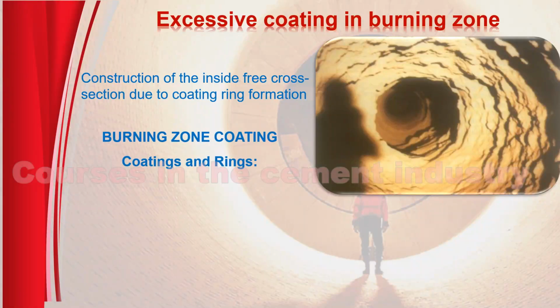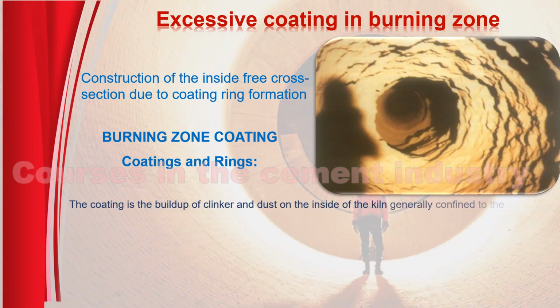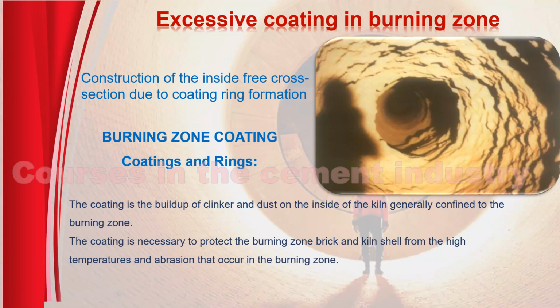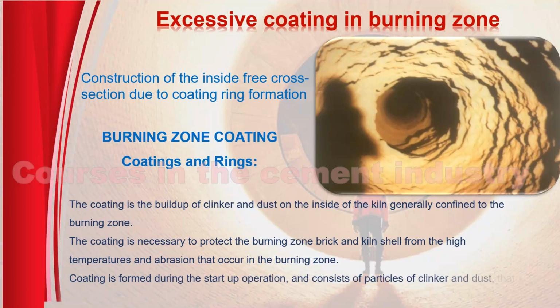Coatings and rings. The coating is the buildup of clinker and dust on the inside of the kiln, generally confined to the burning zone. The coating is necessary to protect the burning zone brick and kiln shell from the high temperatures and abrasion that occur in the burning zone. Coating is formed during the start-up operation and consists of particles of clinker and dust that combine with the soft surface of the heated bricks.